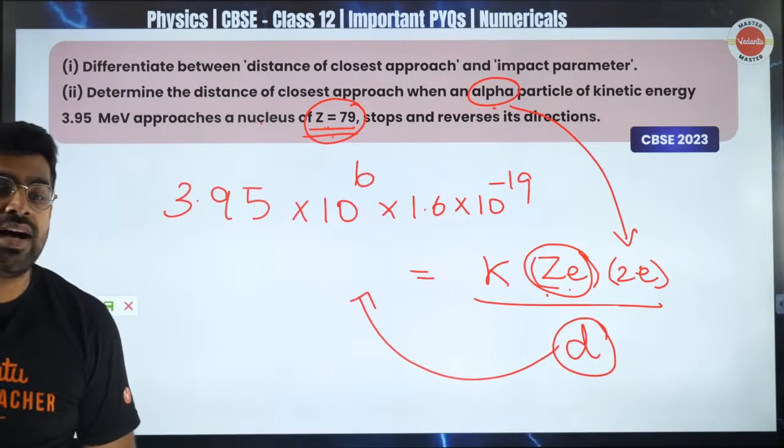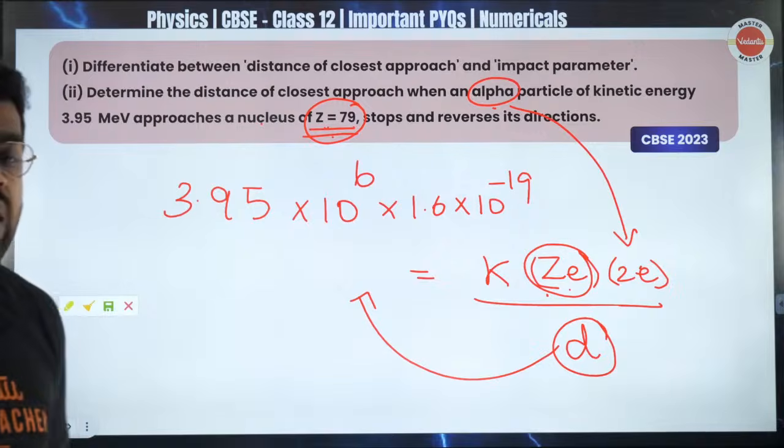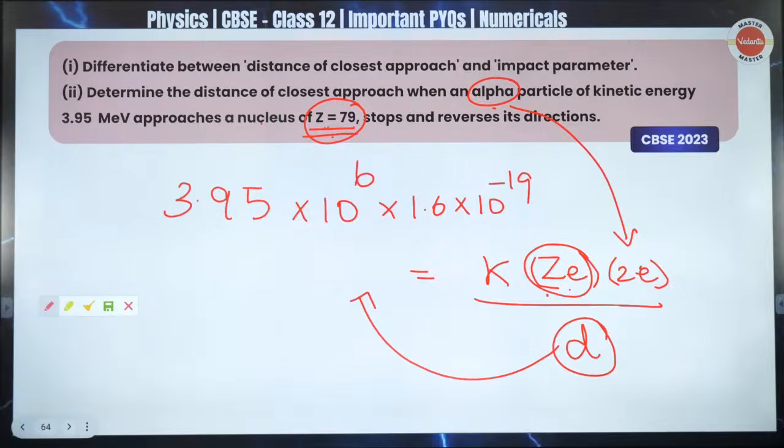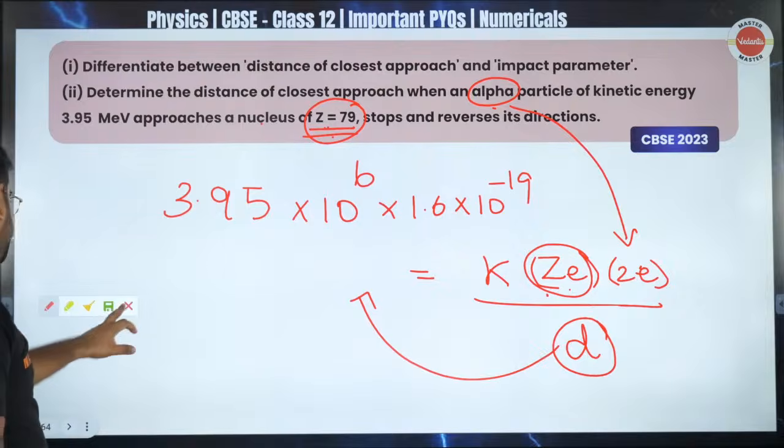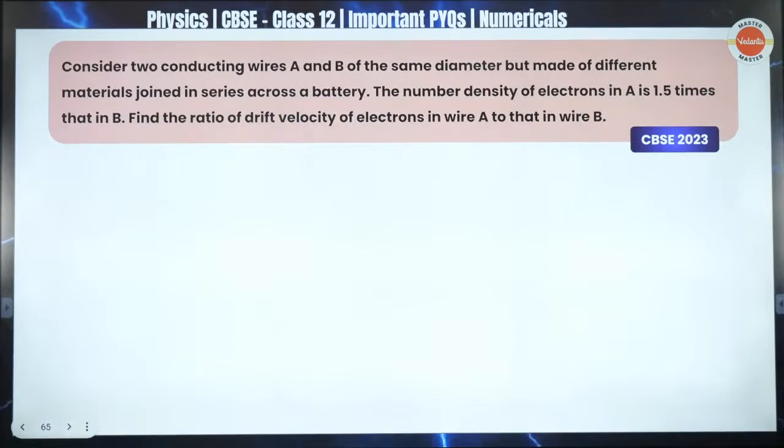Okay? Understood? Easy? Shall we go ahead? Okay, let's go forward. Now try to solve this.